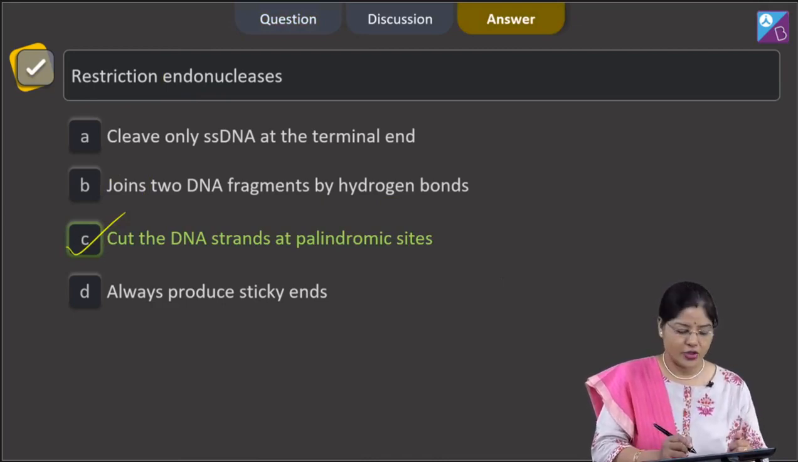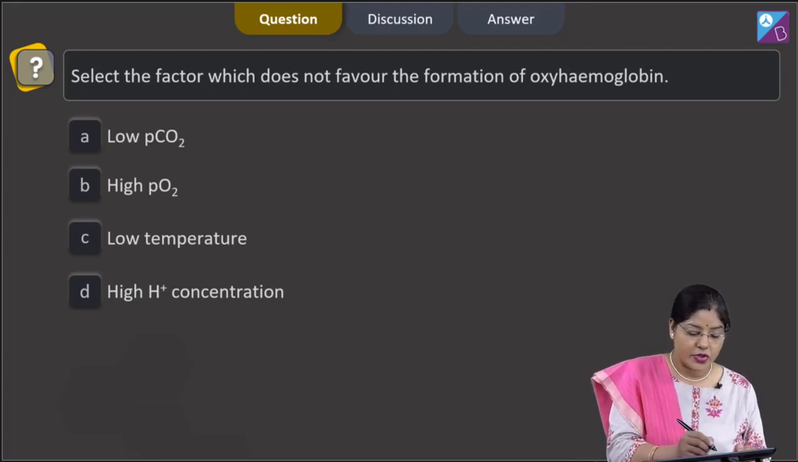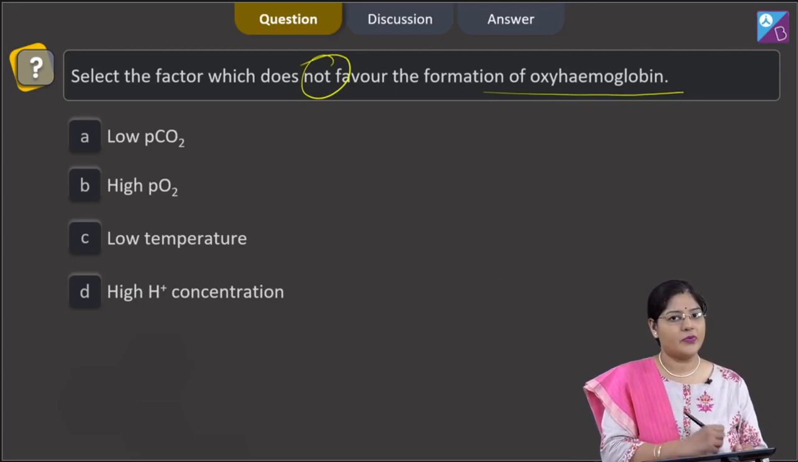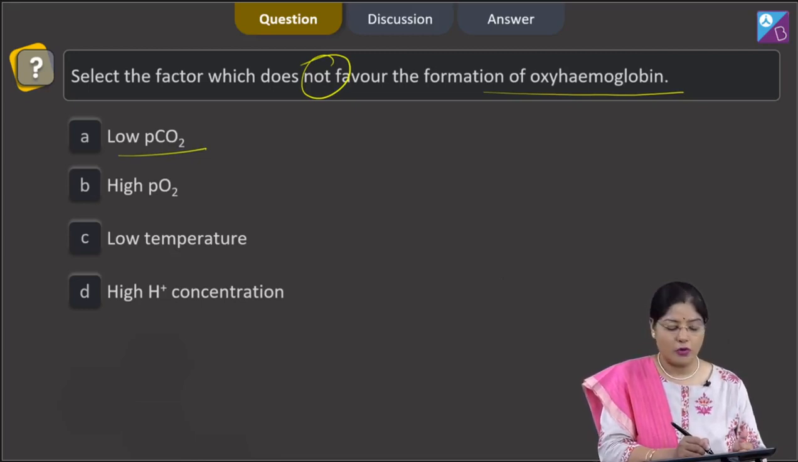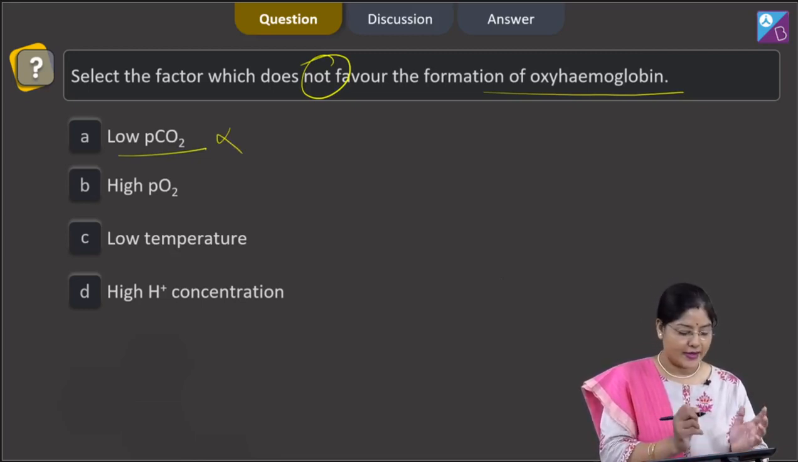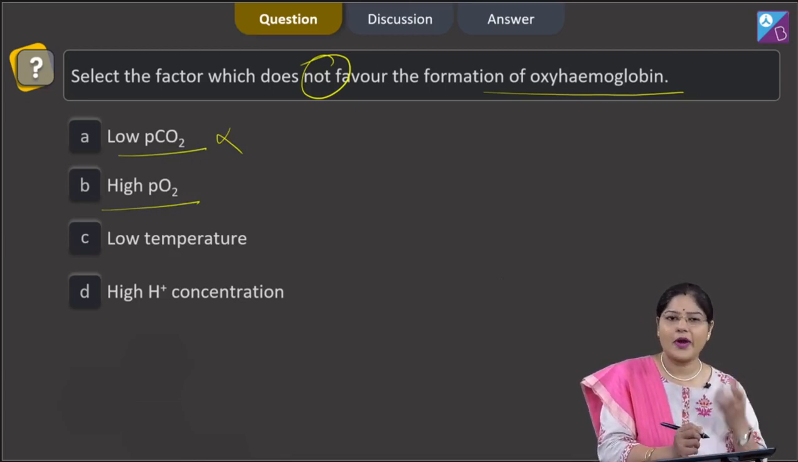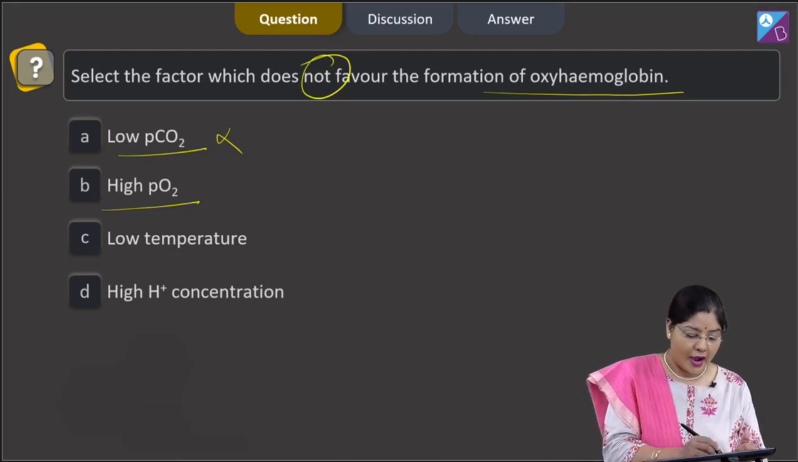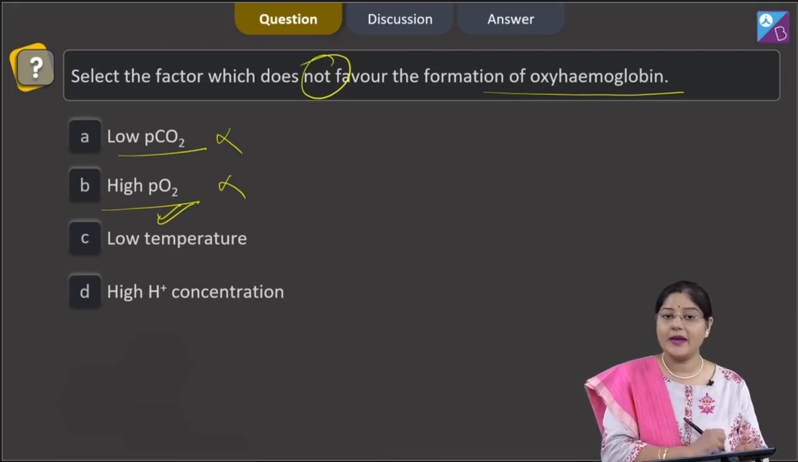Now, proceeding to the next question, students. Question states that select the factor which does not favor the formation of oxyhemoglobin, and the options given are first option low PCO2. Low PCO2 favors the formation of oxyhemoglobin. So, this cannot be a correct answer. Second option high PO2. Partial pressure of oxygen is the primary factor which is responsible for the formation of oxyhemoglobin, and high PO2 favors oxyhemoglobin formation.